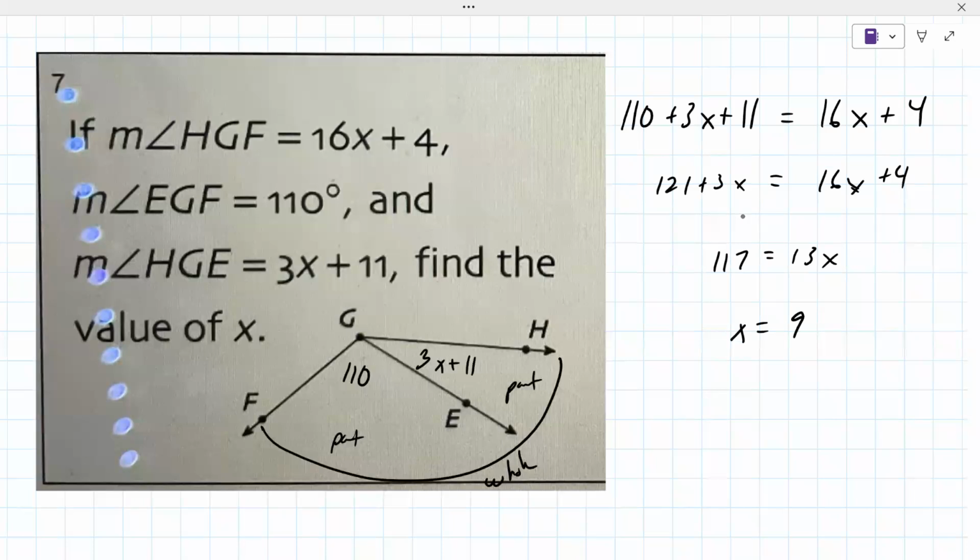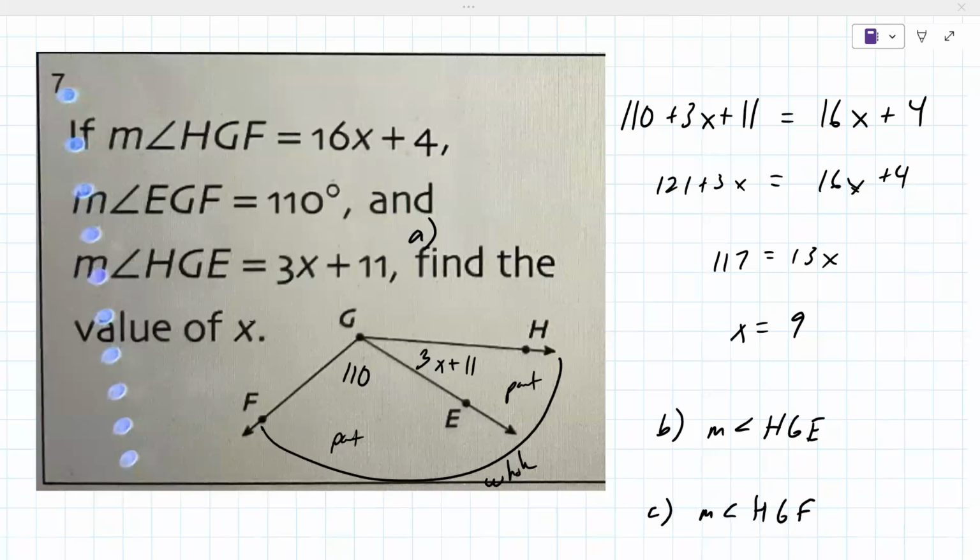It might ask you then, even though I know it says find the value of x, that could be like part A of the question. Part B could be, and we might as well do that real quick here, to find the measure of angle HGE, which is the 3x plus 11. And then your part C might be to find the measure of angle HGF. So just keep that in mind. You may be asked to do a bit more. Questions, thoughts on that?